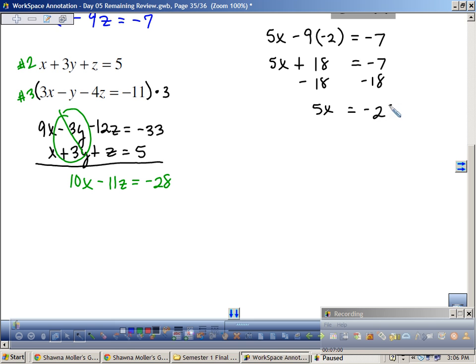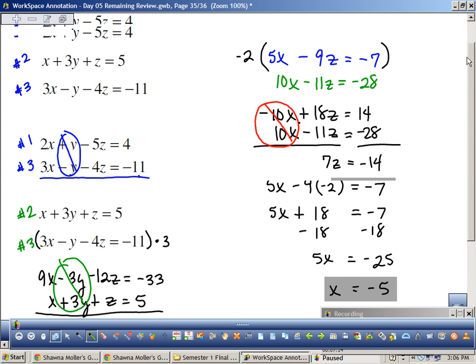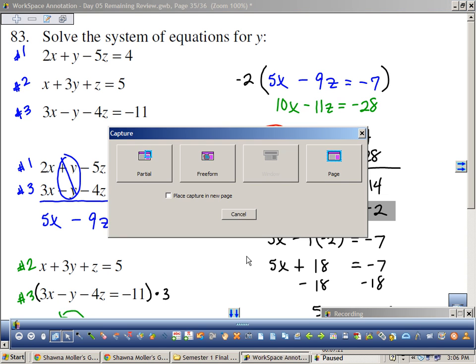25. So x equals negative 5. Now, what am I going to do with all this information here? Go back to the original. Which one do you want to use? The second one? All right, let's use the second one.